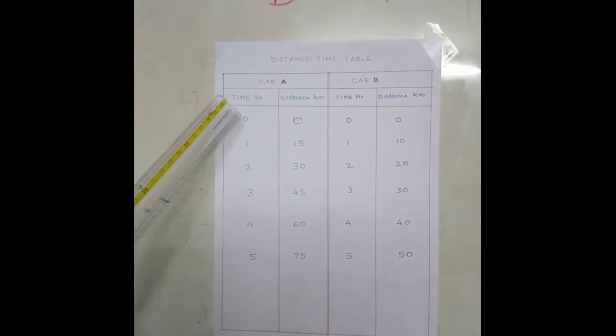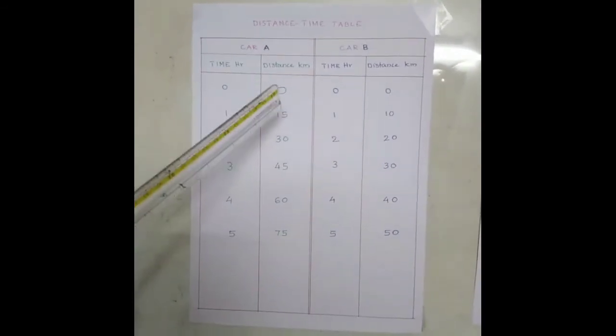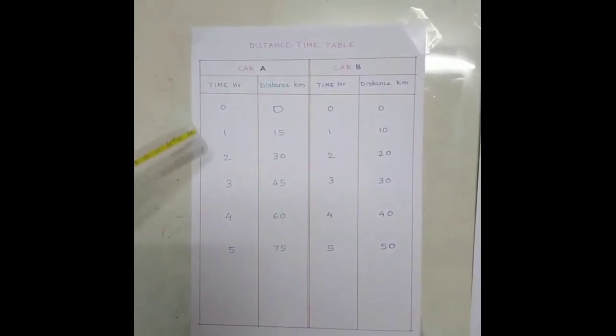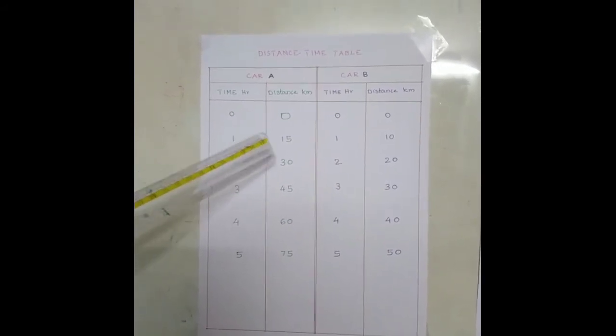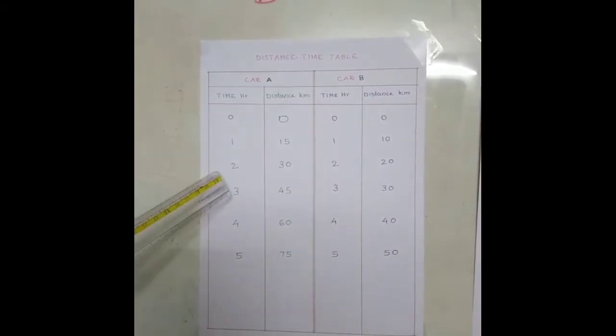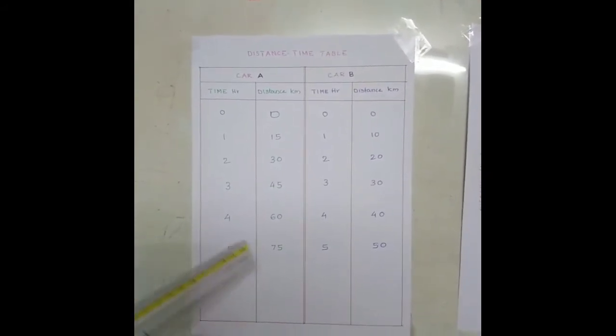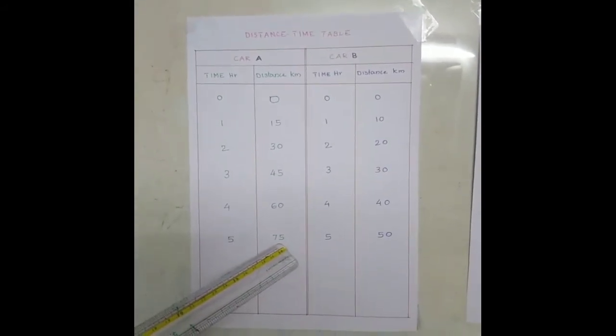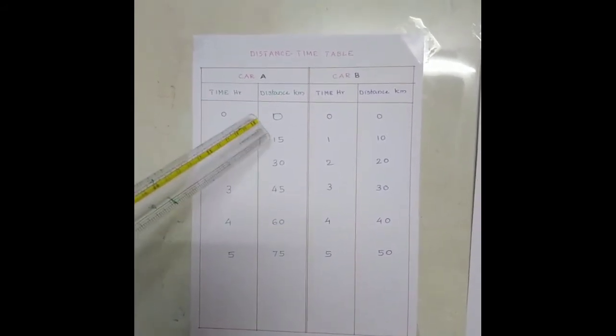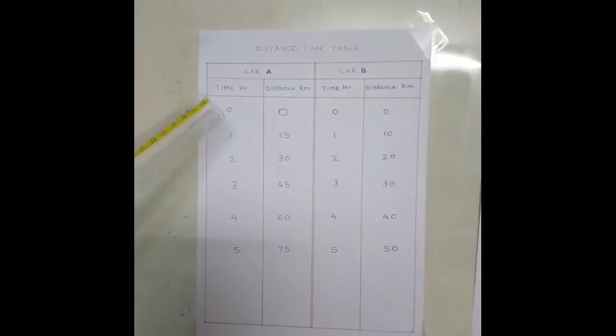And the car starts. After 1 hour, the car travels 15 km. After 2 hours, the car travels 30 km. And so we can see at the end of 5 hours journey, the car travels 75 km. This means that every 1 hour, the car is traveling 15 km.